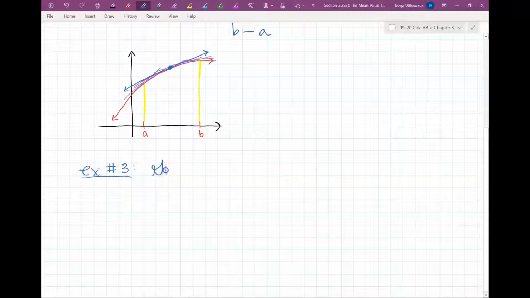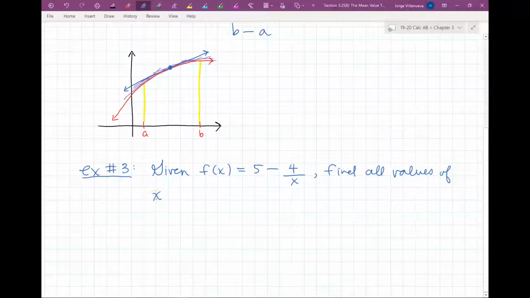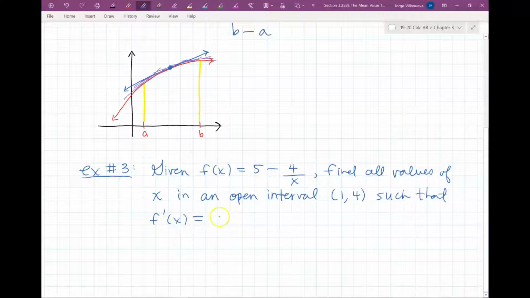So, given f of x equals 5 minus 4 over x, find all values of x in the open interval from 1 to 4 such that f prime of x is equal to f of b minus f of a over b minus a.